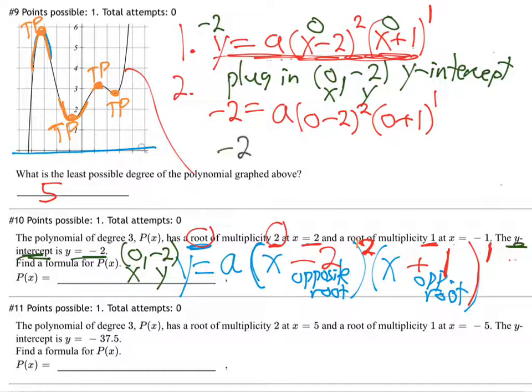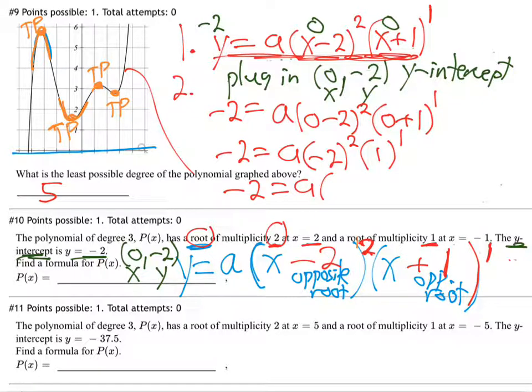So then we have this little equation. Minus 2 equals a times... this one is minus 2 squared, and this one is 1 to the first. So what's minus 2 squared? Positive 4, times 1. I'm running out of room here, so bring it over: negative 2 is a times 4. Are we good? Because 4 times 1 is just 4.